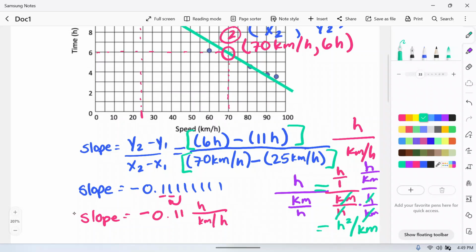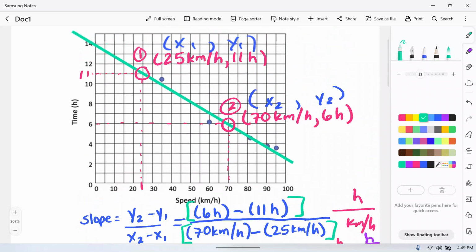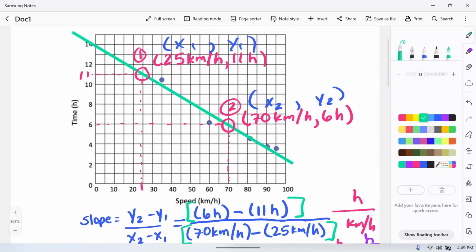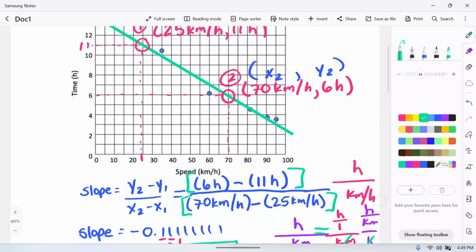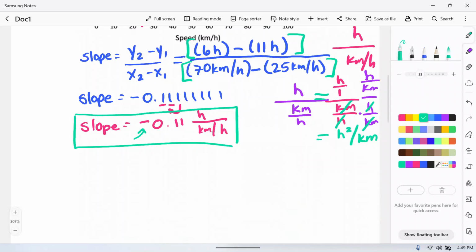So my slope here is going to be negative 0.11 hours per kilometer per hour. Make sure that you're checking the sign. This should come out negative because my slope is negative. Okay, it's going from a higher to a lower number. So that is a negative slope. So that is my slope.